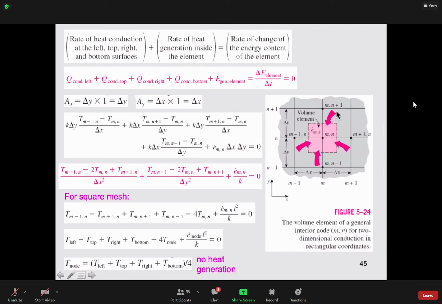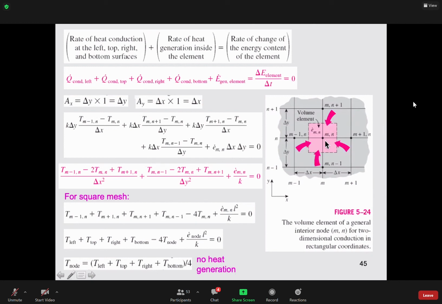I draw the boundary here at delta x over 2. Here is delta x over 2, delta y over 2. Therefore, the dimension from here to here is delta x, delta y. From here to here is delta x, delta y, and so on.